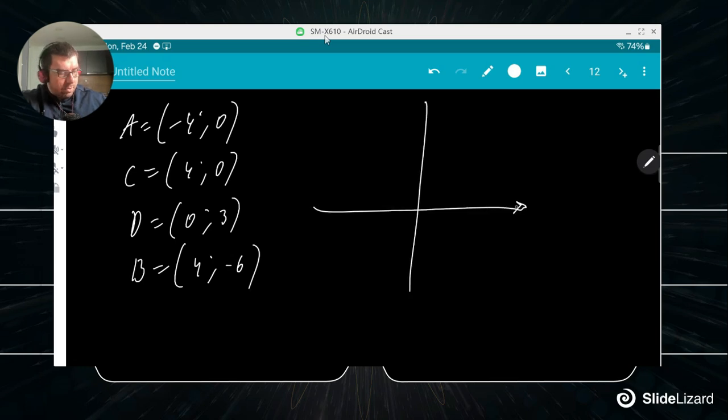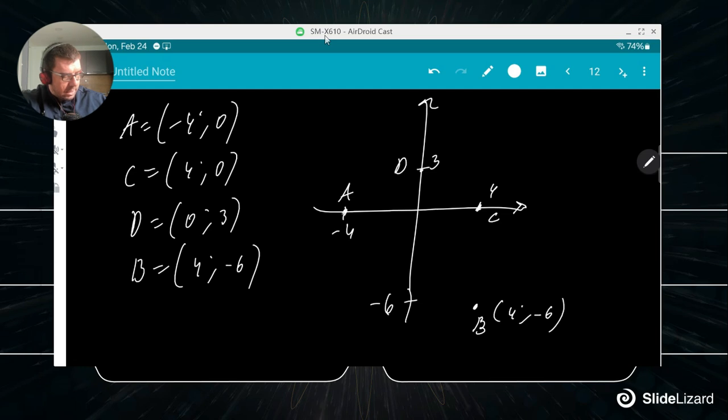Let's very quickly draw these points. This is minus 4, here is A. This is 4, here is C. Minus 6, B. And then this is D, okay? And I just connect the dots. This is my quadrilateral ABCD.